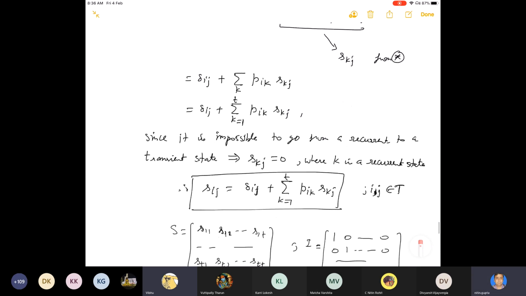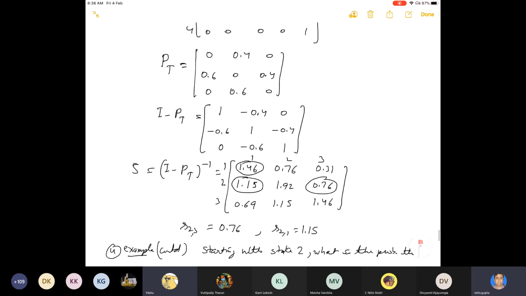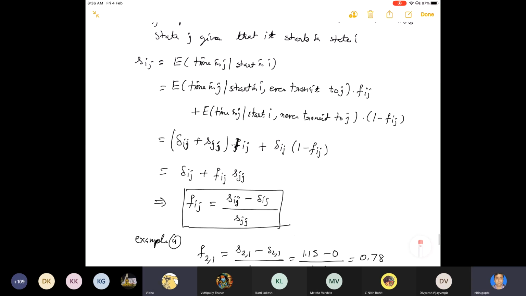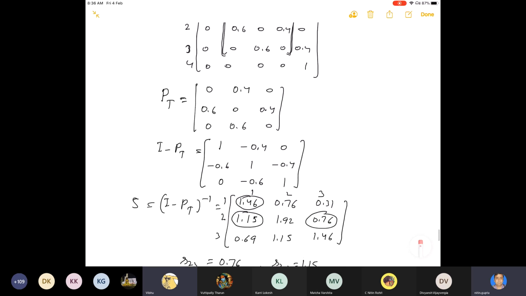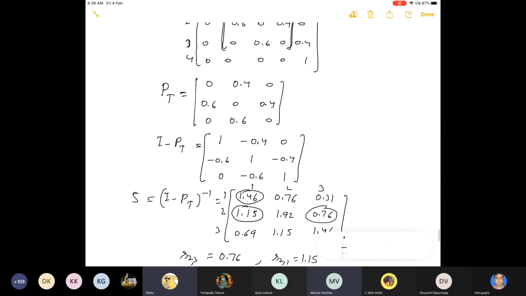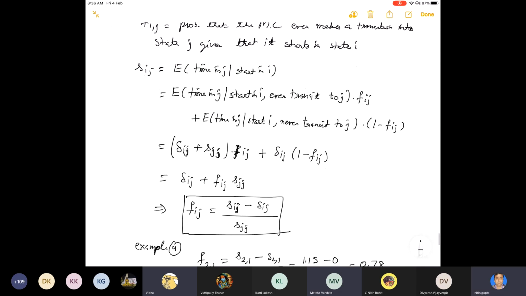Okay. Another was how we are writing S21 and S11. So S21 and S11 are values of this, S is equal to (I minus P_T) inverse, values of this. This is nothing but all the values of Sij. Is it your question? No, like in the proof, if we start in i and it is transient to j, how you are writing delta ij plus Sjj. Okay, so this is basically your question.